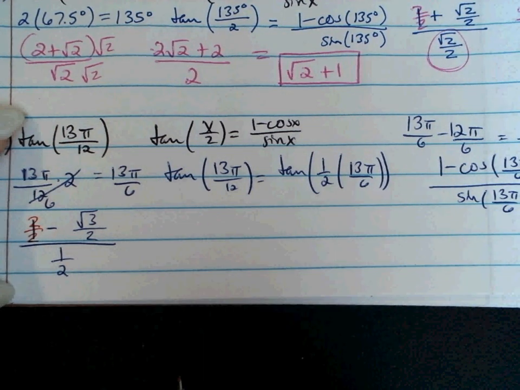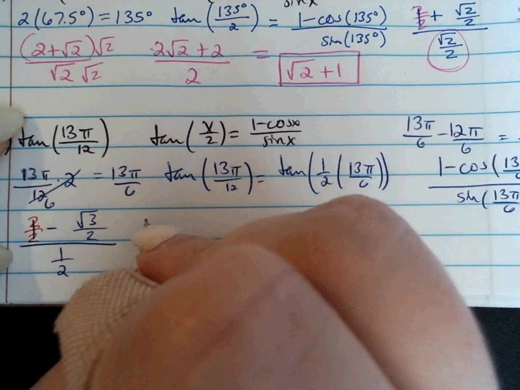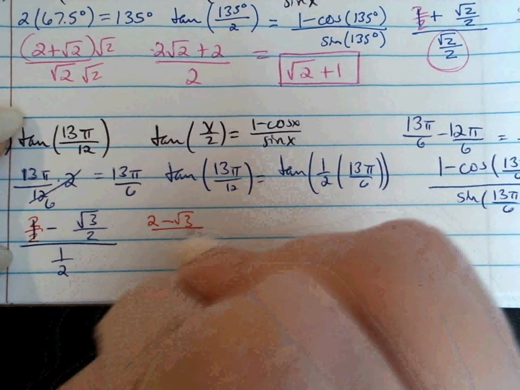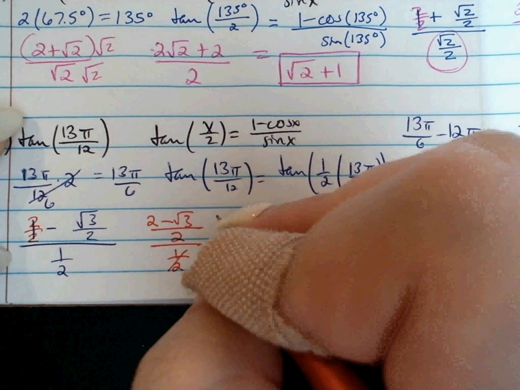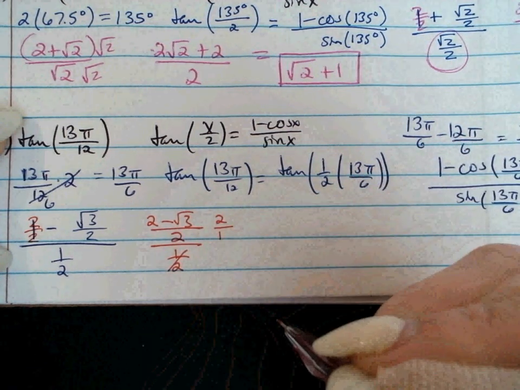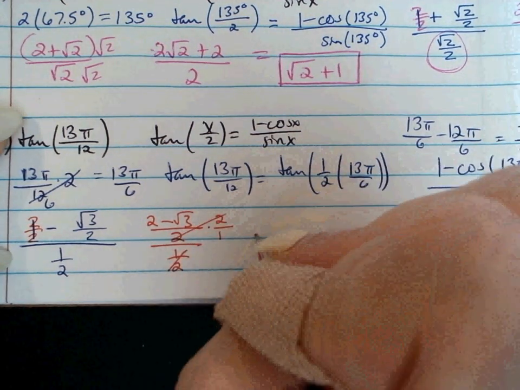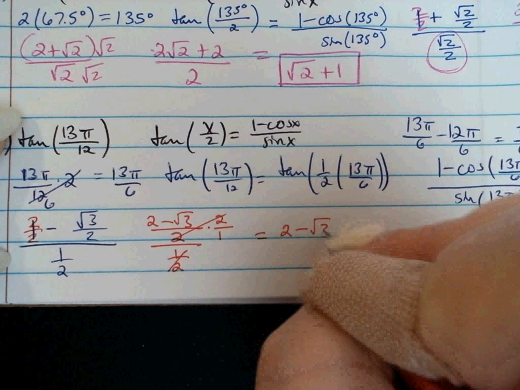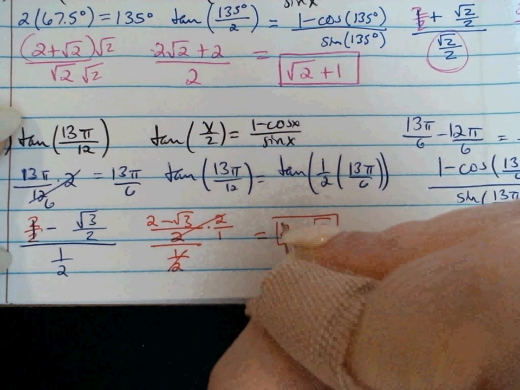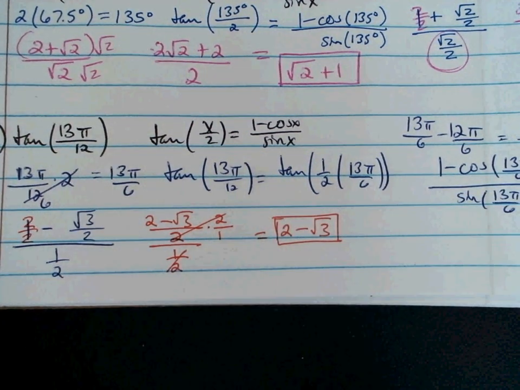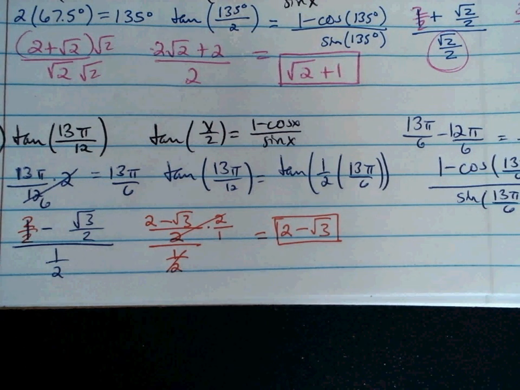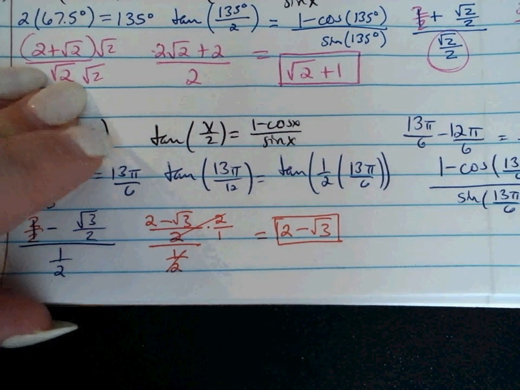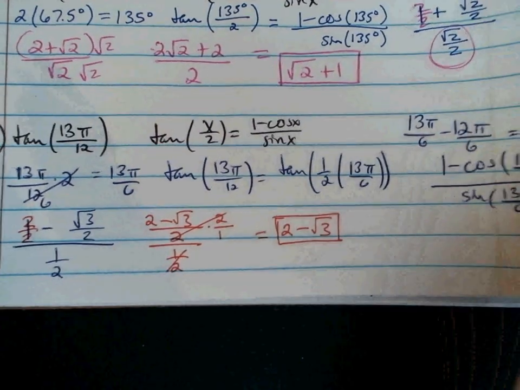So common denominator, 2 over 2, is that 1? So I've got 2 minus the square root of 3 all over 2 divided by 1 over 2, flip and multiply by 2 over 1. The 2 simplify out, final answer is going to be 2 minus the square root of 3. And there we go. So that's number 6. Let's go to number 7.